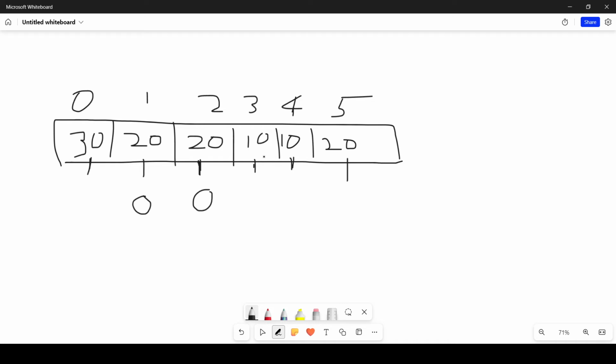And if we have two consecutive elements that are unequal, then for the latter element it will just be the index of the previous element. So for example 20 and 10, that is index 2 and 3, they are unequal. So for index 3, the closest to it that is not equal will just be index 2.